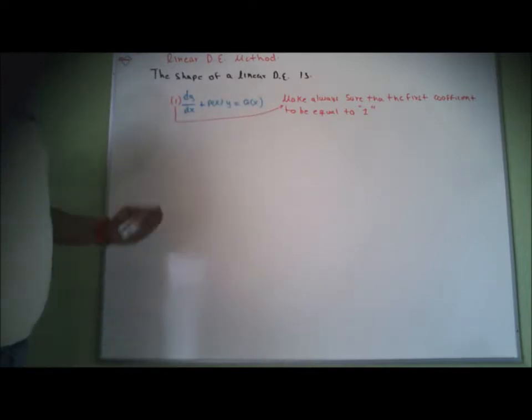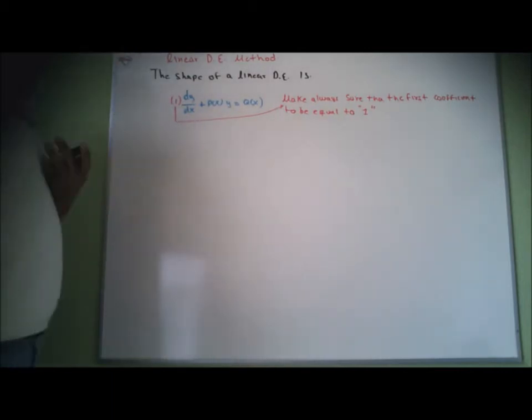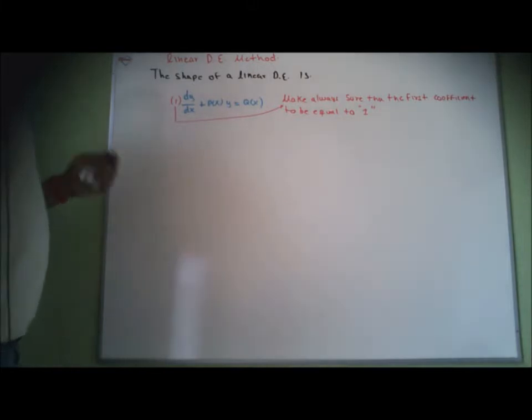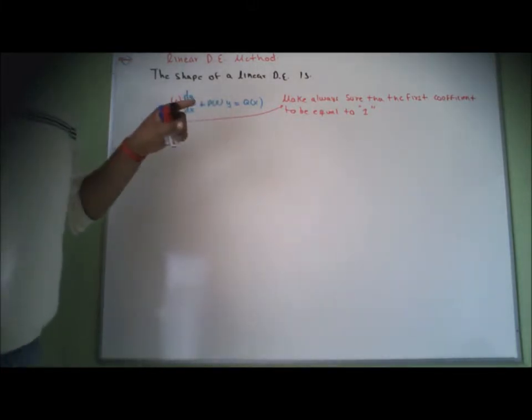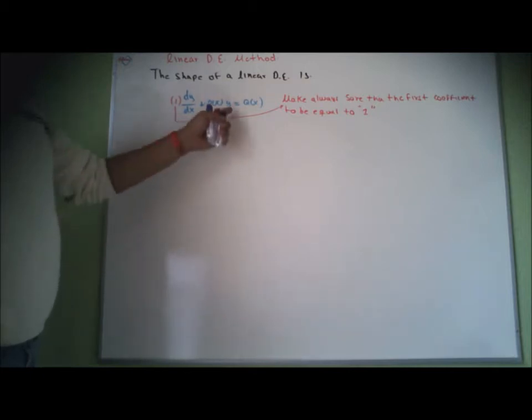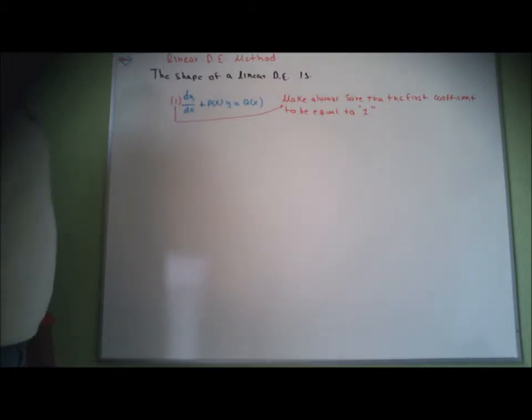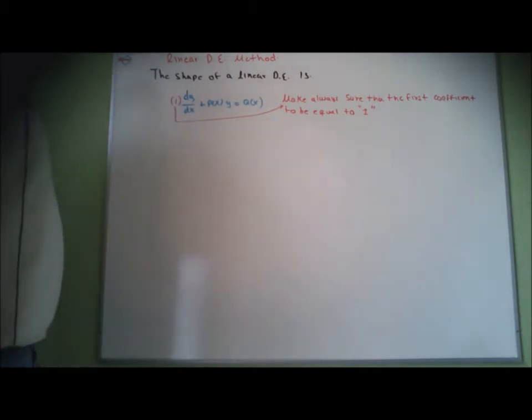Now, the derivative of y with respect to x should always have coefficient 1. I'm going to tell you why we need this to be 1. But then the rest, it should be p of x. P of x could be anything as long as it is a function of x, times y should be power 1, and then equal to q of x. Again, this q of x is anything as long as it is a function of x. It cannot be y, but it should be something with an x.